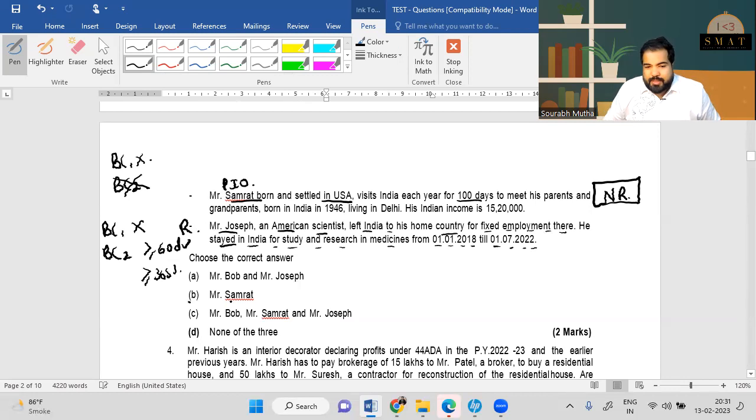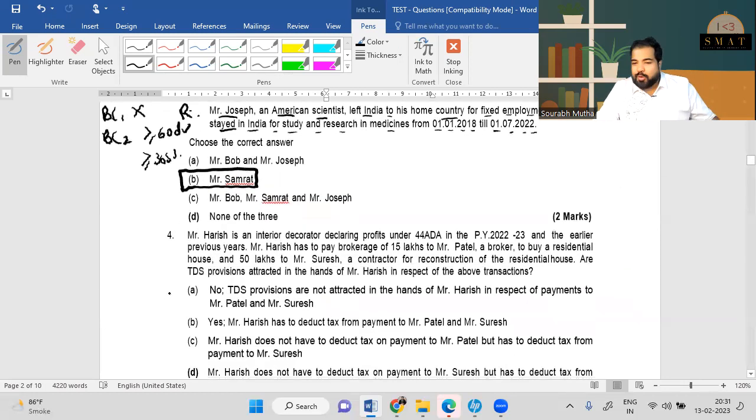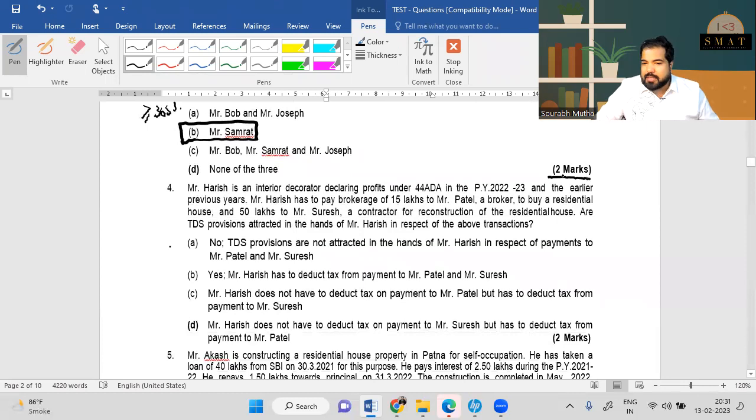So the only answer is Mr. Samrat, who is the only non-resident among these people. Guys, imagine how the question is framed: Joseph and Bob sound like non-residents, but they are residents. And Samrat sounds like an Indian, but he is a non-resident. So don't get fooled in the exam. This is again 2 marks.